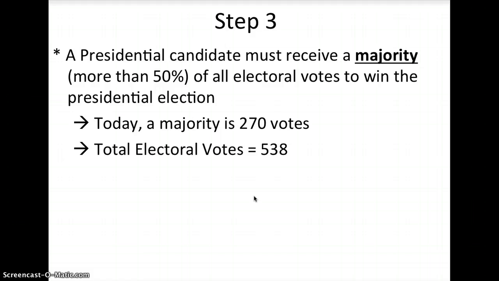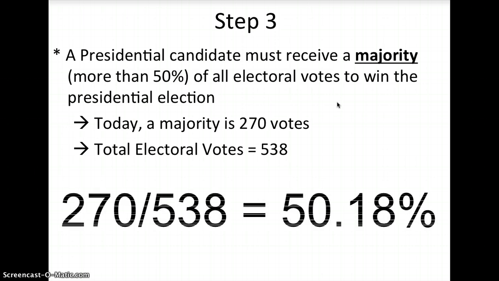The candidate that wins a majority of the electoral votes becomes the president. And the magic number, as we'll see over and over again over the next year, is 270. If you get 270 electoral votes, boom, you're president. If you divide 270 over 538, you get a very, very small majority. Nevertheless, it is a majority.